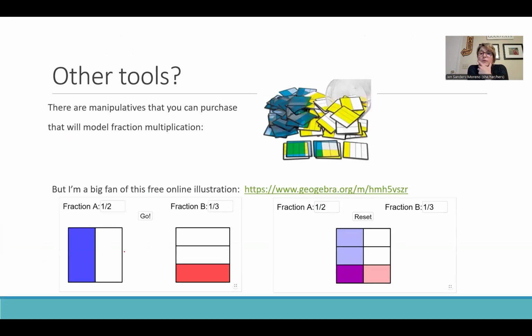Tools. Are there other tools for your classroom? So there are some great manipulative tools. This one comes from Lakeshore Learning Materials, I believe. I do like this set.